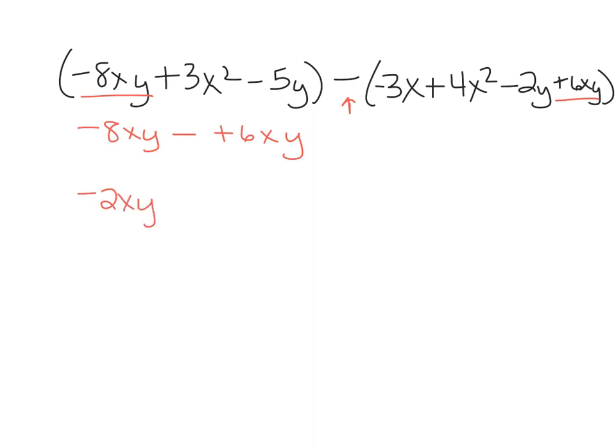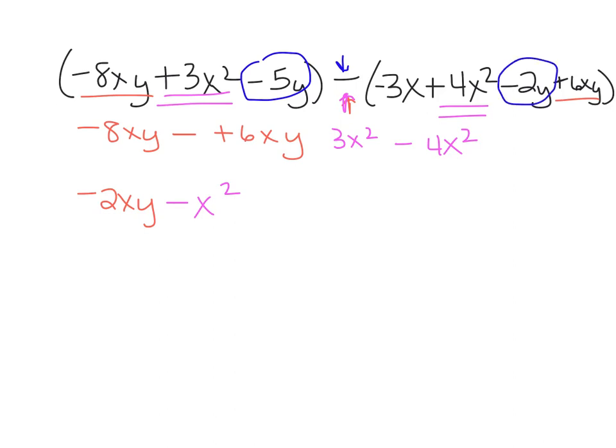Okay, if I go to the second term in the first parentheses, I have positive 3x squared. I pick up my minus, and then positive 4x squared. So I have 3x squared minus 4x squared. So that gives me negative x squared, or negative 1x squared, either way you want to do it. Okay, third term in the first parentheses, negative 5y, pick up the minus, and then I have a negative 2y over here. So that gives me negative 5y, pick up the minus, negative 2y. I add the opposite, that gives me negative 3y.